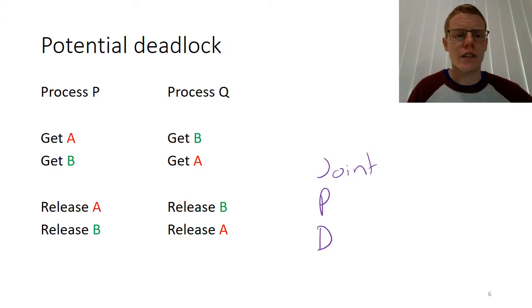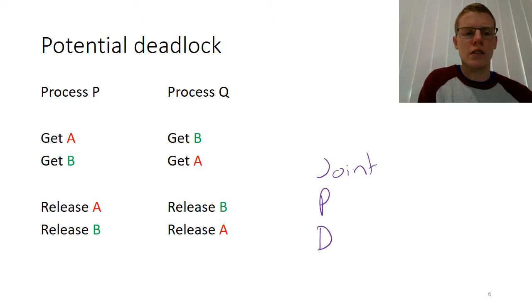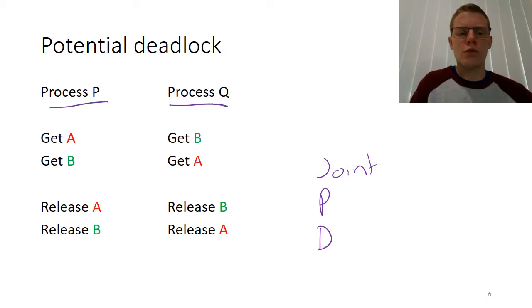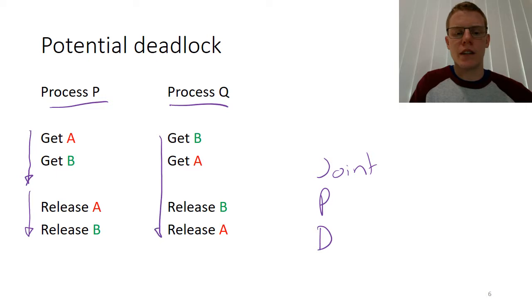So the example is that we have 2 processes, each of which require the same 2 shared resources. So we have process P and process Q, and they each require resource A and resource B to do something. In the first example, both processes attempt to get both resources before continuing on with their processing. They just do it in slightly different order. So process P gets resource A, then B, and process Q gets resource B and then A, and then releases them in the same order.